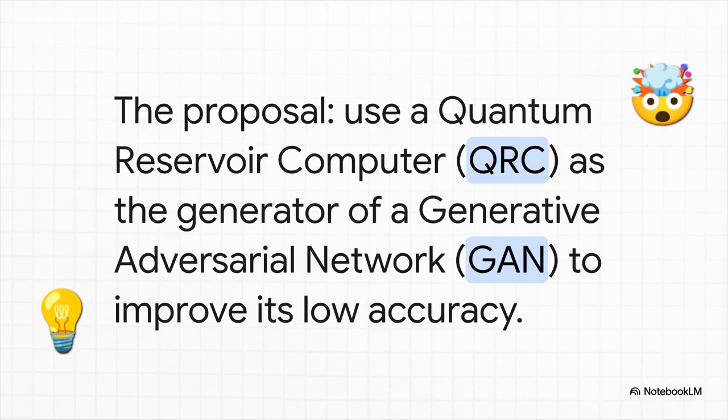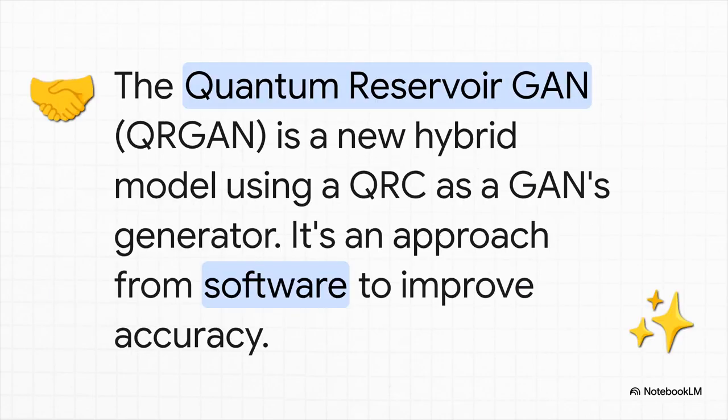On one hand, this efficient but sloppy quantum tool, the QRC. On the other, this amazing AI training method, the GAN, that's great at forcing accuracy. And he thought, wait a minute, what if we make the sloppy quantum computer the forger? And just like that, the Quantum Reservoir GAN, or QR-GAN, was conceived.